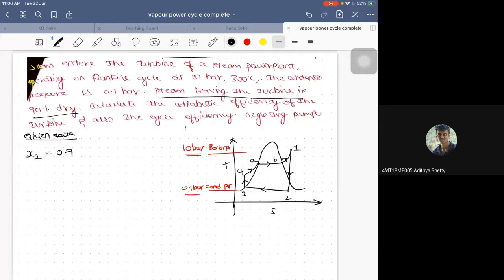Okay. Let us start. So what does he require? He requires cycle efficiency, neglecting the pump work, and that means efficiency of Rankine cycle. So he has clearly mentioned that you have to neglect pumping work. Okay, so efficiency of Rankine cycle is output divided by input. Output is the work output, that is turbine work output, divided by input, which is the heat supplied, QS.